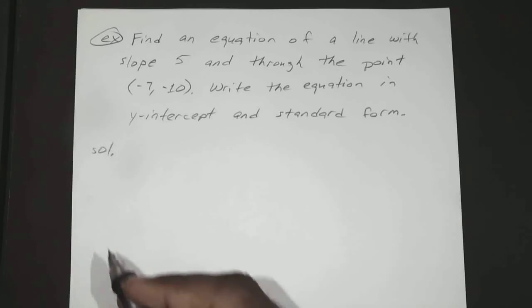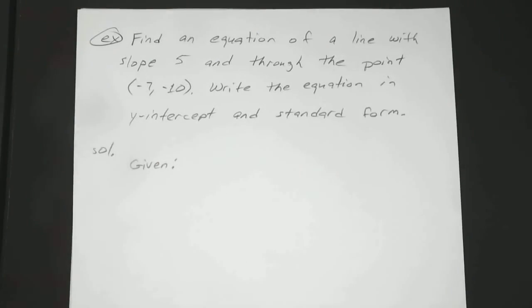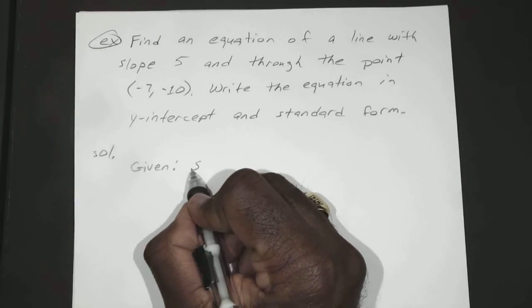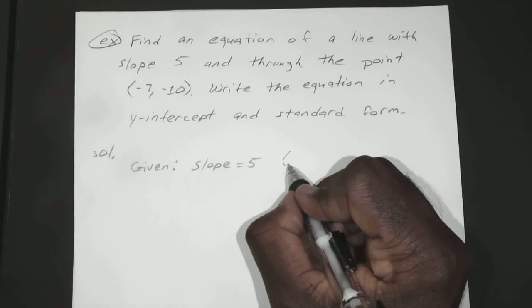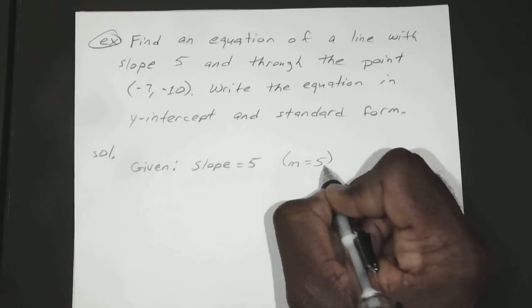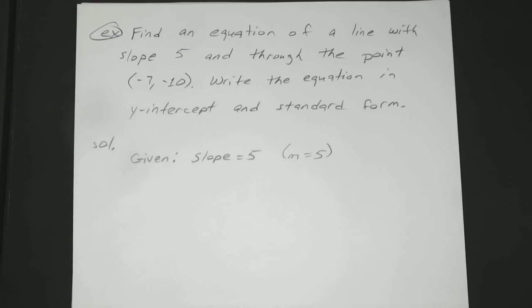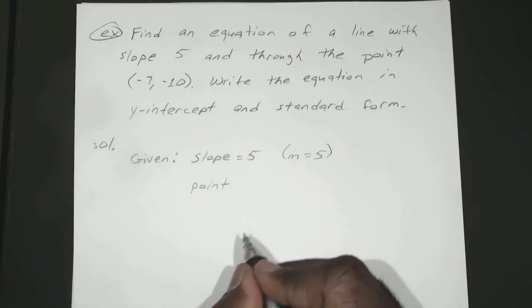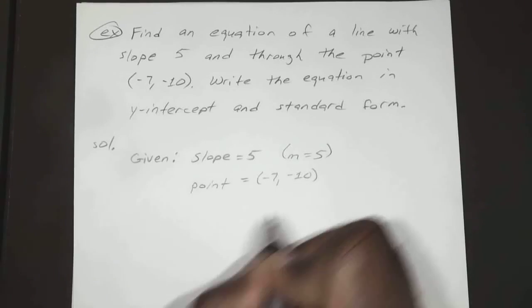Okay, so just like before, we know what was given to us. We know our slope is equal to 5, which means that our m is equal to 5. And they gave us one point, which is -7, -10.